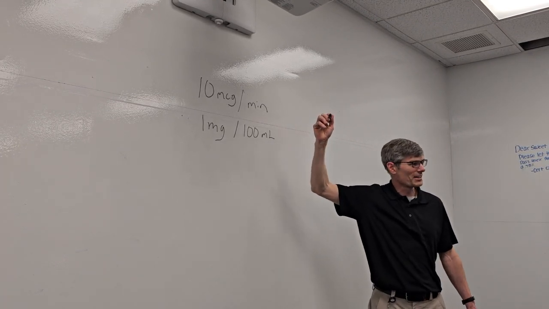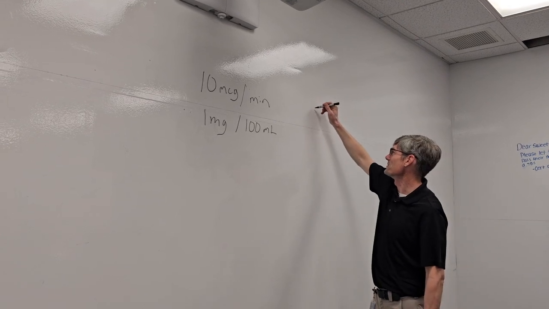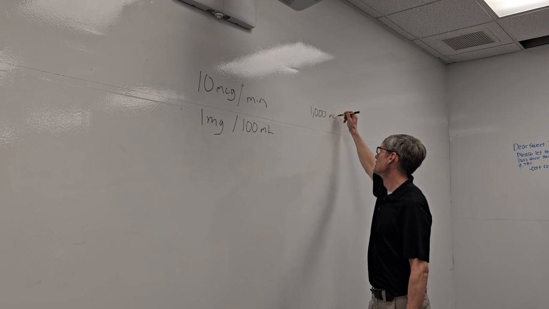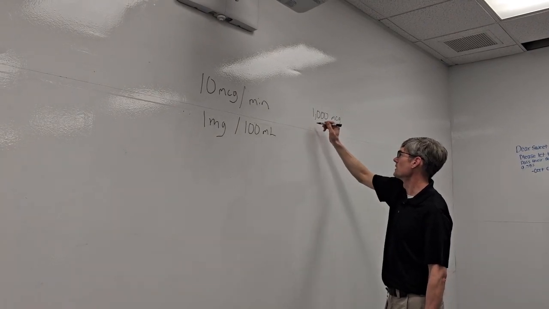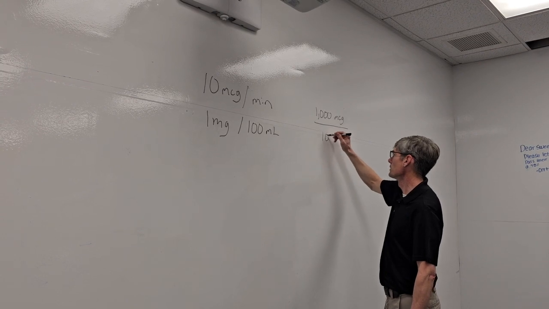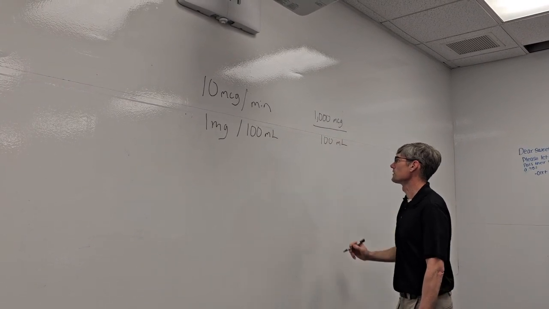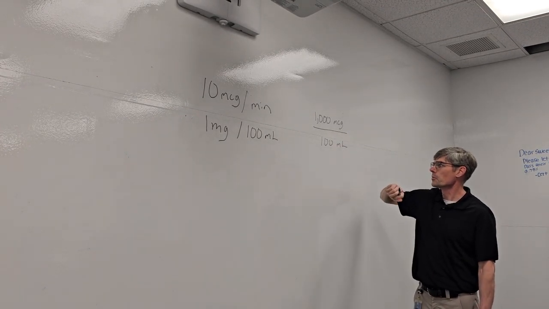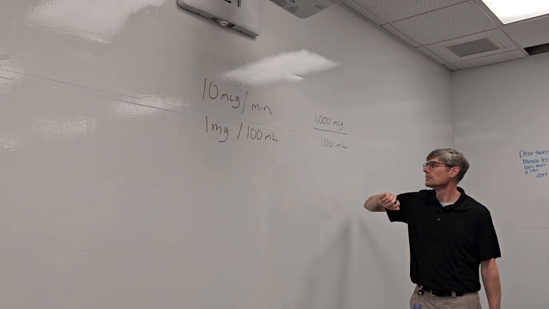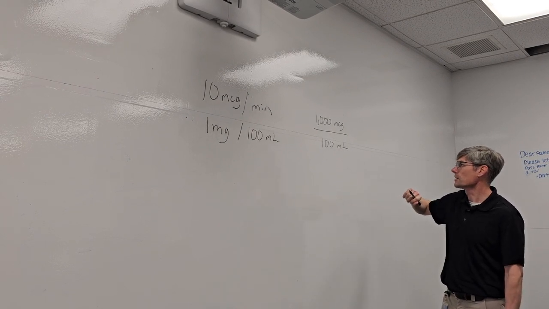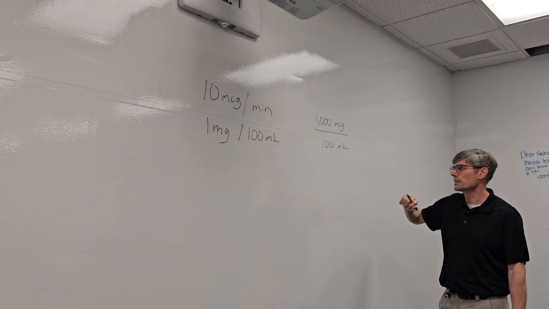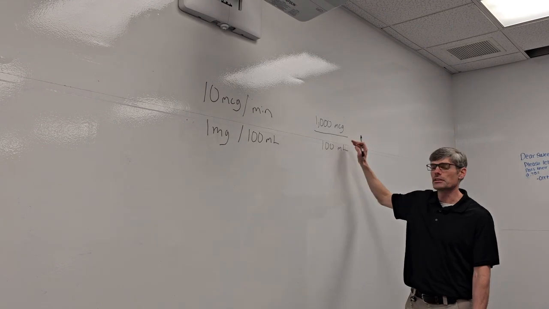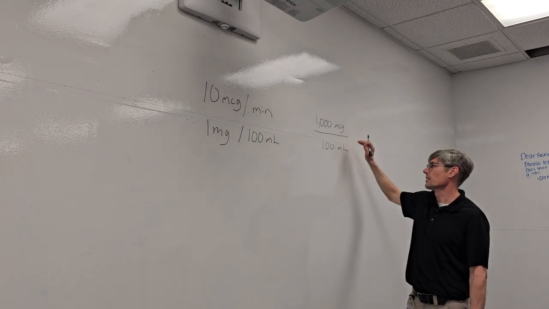Good. You guys know this already. All right. So 1,000 micrograms and 100 milliliters. And so we want to give 10 micrograms in 1 minute. So how many milliliters per minute do we want to give? Or how many micrograms are in 1 milliliter? We'll start there. How many micrograms are in 1 milliliter?